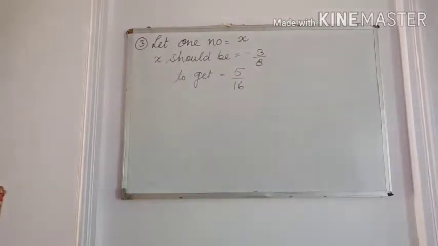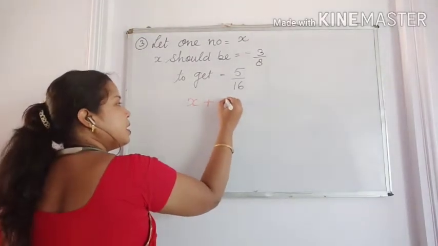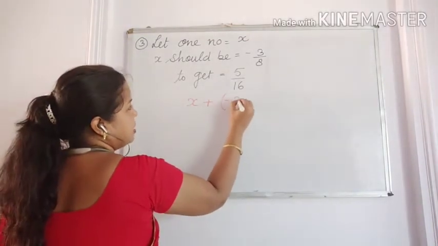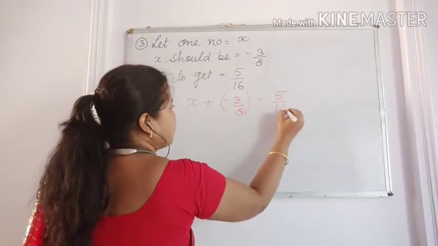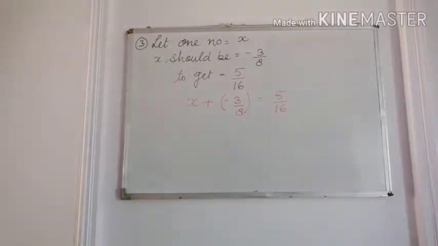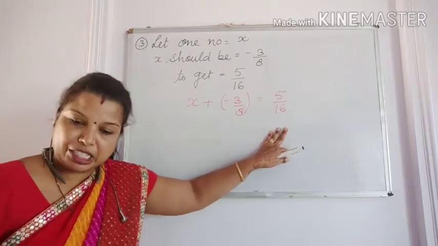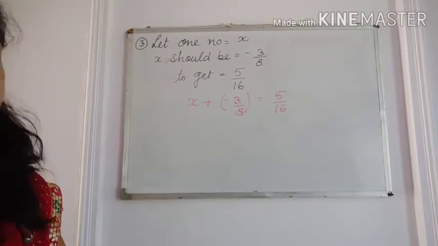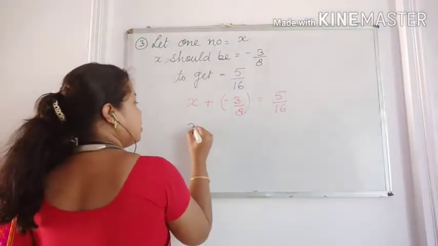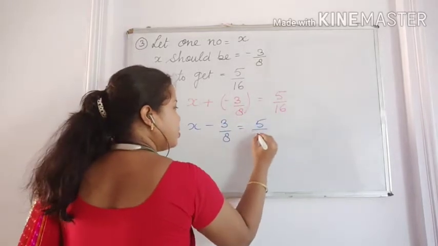Okay, so students, what we will do, we have to write the equation. Equation means x plus minus 3 upon 8 equals 5 upon 16. The number we had to add to x, so that we will get 5 upon 16. So students, kindly convert this sign here: x, this plus minus minus 3 upon 8 equals 5 upon 16.